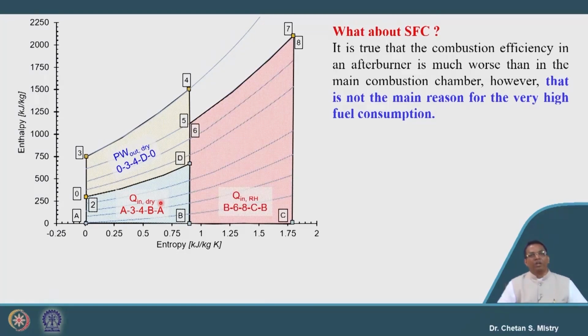Okay. Now here in this case, when I am incorporating my afterburner, the amount of heat supply will be given by the area under the curve B, 6, 7 and C.